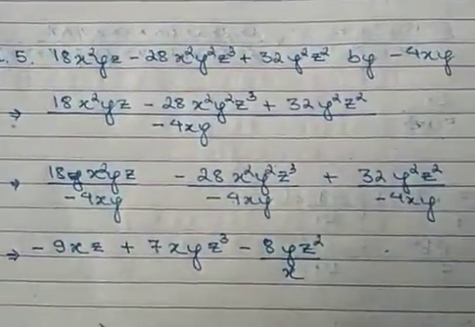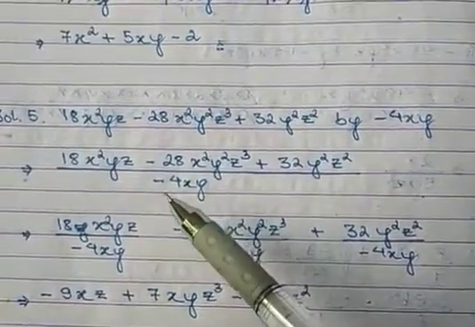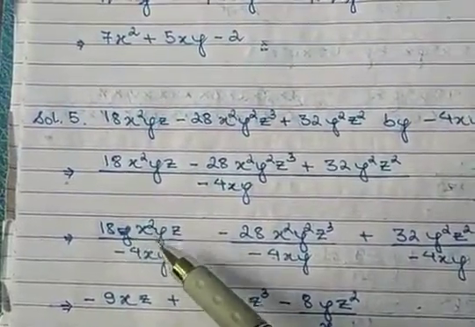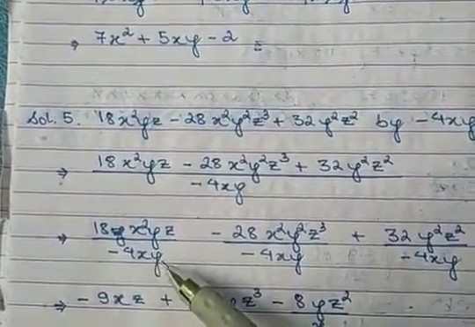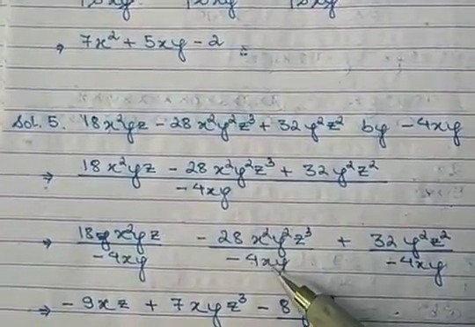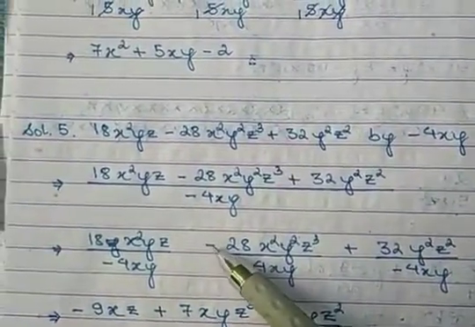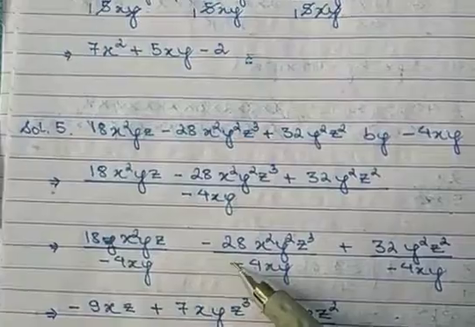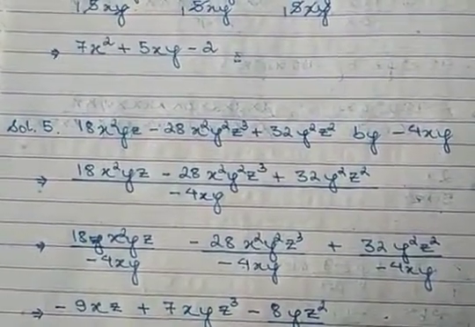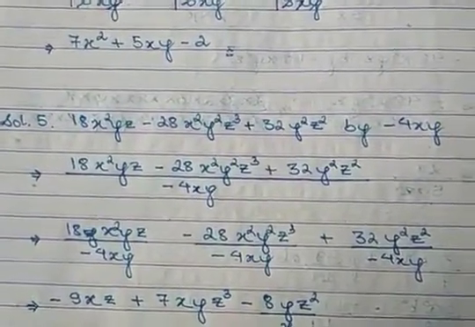So from the fractional form, as I said, the monomial, the divisor, will divide each and every term of the numerator, isn't it? So that is why I have separated. See, 18x squared yz divided by minus 4xy, minus 28x squared y squared z cube divided by, now this one, see, the negative sign will remain, minus 4xy. See, even though we have written two signs together, we have to keep it as it is, because we cannot neglect the negative sign of the divisor, as I have already said.